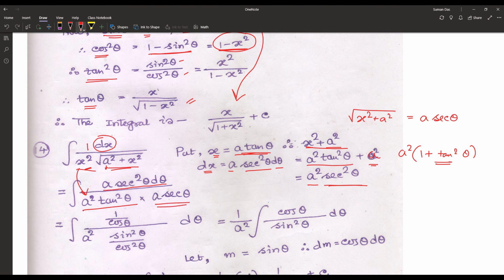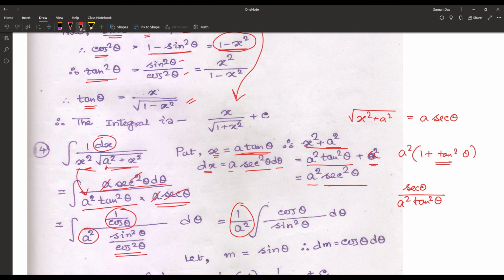Now if we divide, we omit a here. So the numerator is sec theta, and the denominator is a square tan square theta. Now sec theta means 1 by cos theta, and a square is there, written here as 1 by a square. Tan square theta means sin square theta by cos square theta.